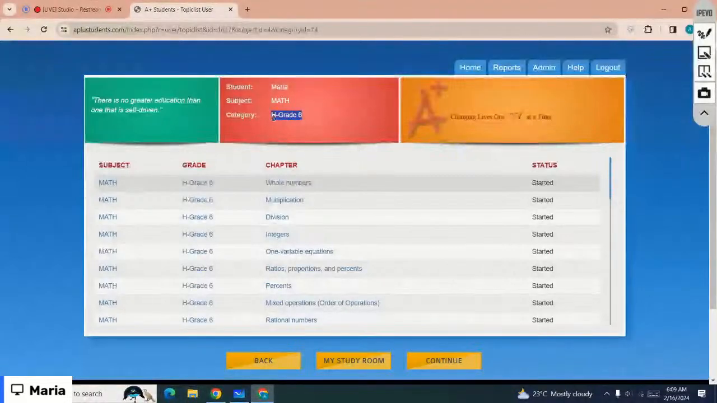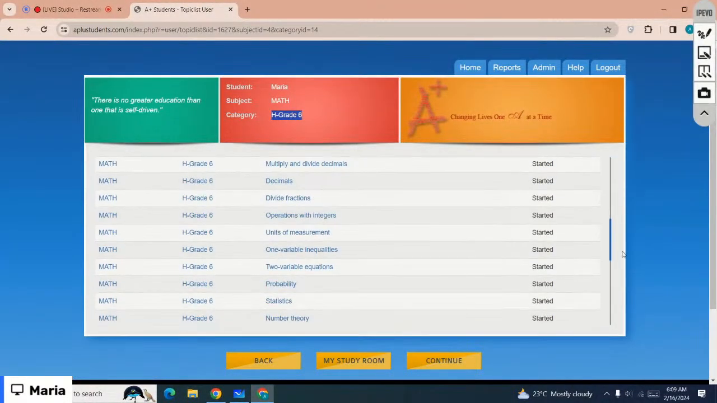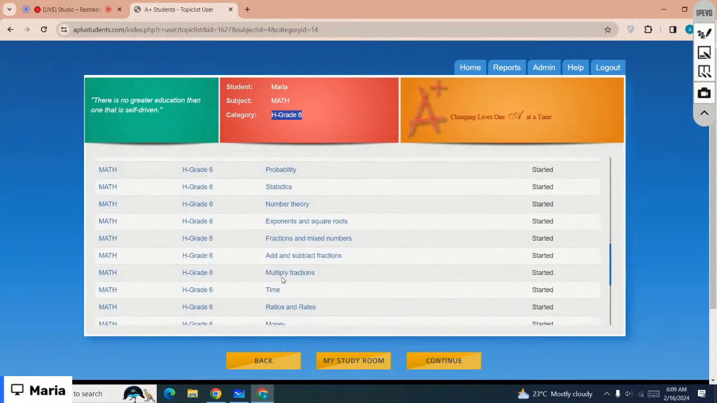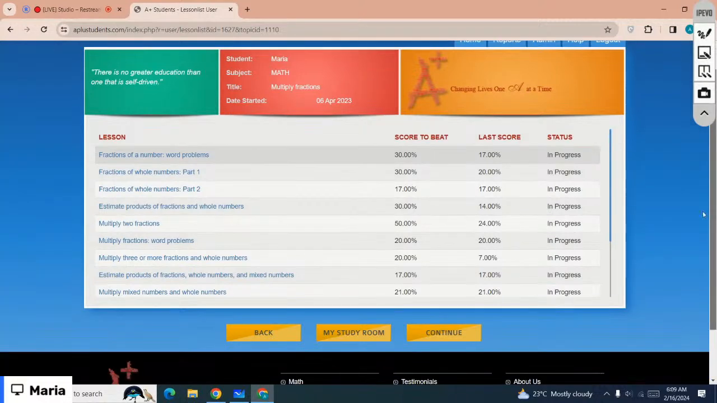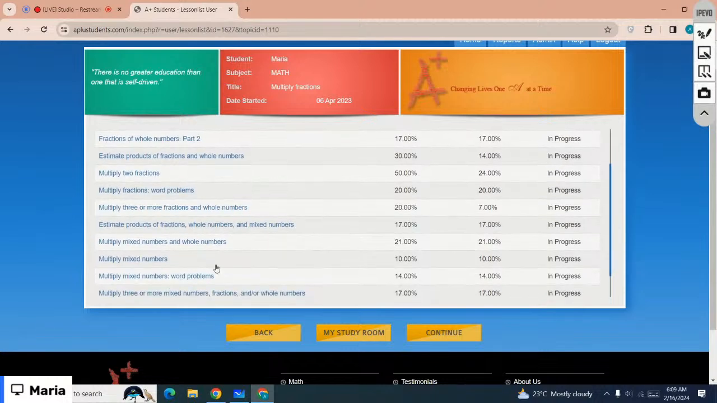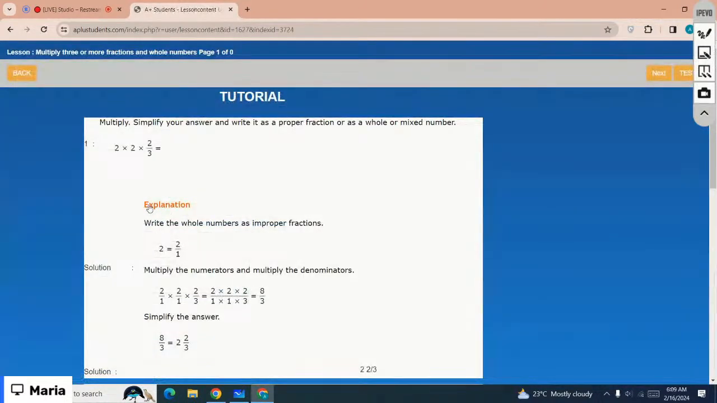Here I'm on grade 6 math. Just scroll down, and here is the chapter Multiply Fractions. That's the chapter we're working on right now, right? And the lesson we're working on is multiply three or more fractions and whole numbers, right? Okay, good.